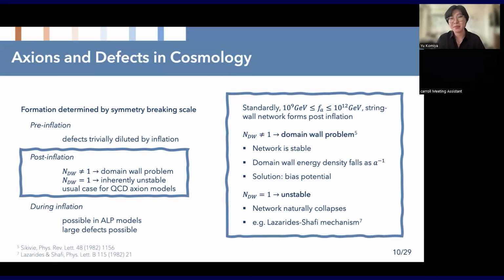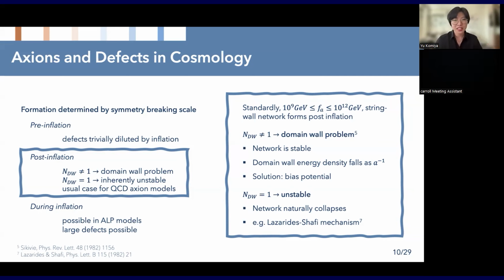Of course, a very natural alternative is to make the domain wall number 1. In this case, the domain wall problem is trivially solved because the entire network is unstable. If we go back to the picture we drew before, where we had a string as a domain wall boundary, then domain wall number being 1 just means that the domain wall is essentially some sort of branch cut between the 0 and 2 pi winding. Therefore, there's no topological catastrophe if we remove this. So as it contracts, it just annihilates naturally. And this can be dynamically satisfied if we impose something like the Lazarides-Shafi mechanism, which tells us dynamically how we might achieve domain wall number being 1.